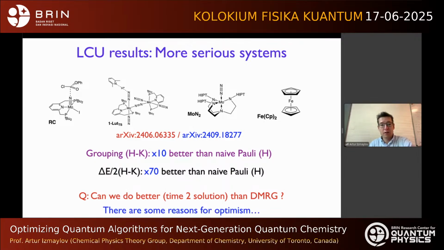And if you look at the works that the blue and red references show, there are some reasons for optimism. There are some compounds where DMRG is still winning, but there are some that are hard for DMRG, and quantum can deliver some advantage.